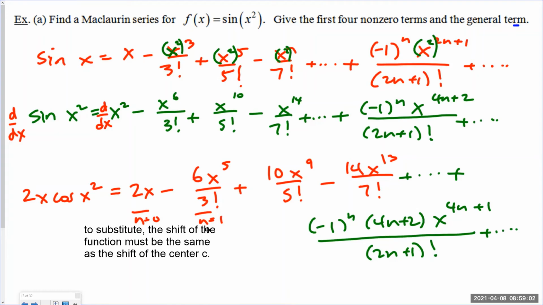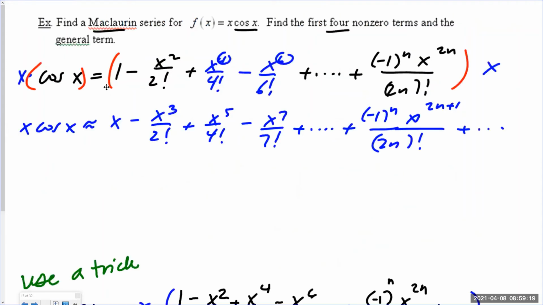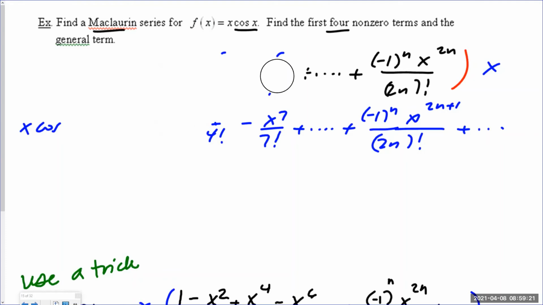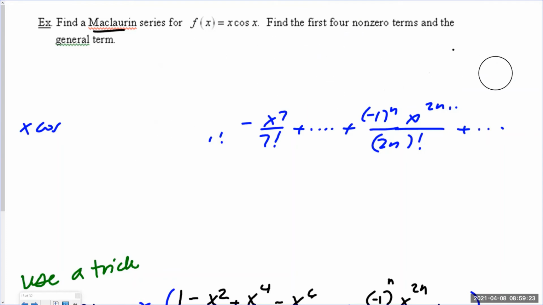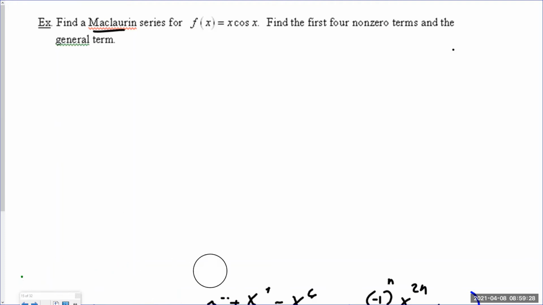Okay, another thing we could do, so let's talk about what we could do. We could substitute, only if the function and center shift. We can take the derivative of both sides. And another thing we can do is we can actually multiply both sides by the same number or the same variable. But with this multiplication, you have to be careful because you're not multiplying just one term, you're multiplying everything.